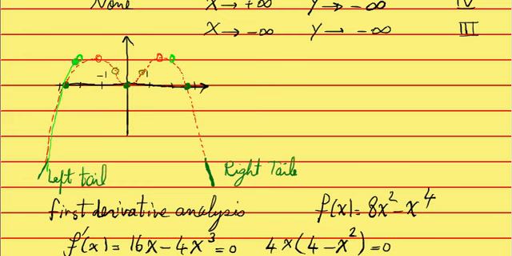I'm coming here, turning around at minus 2 and 2, turning up, coming down here, and diving all the way down. So our first guess was kind of right.